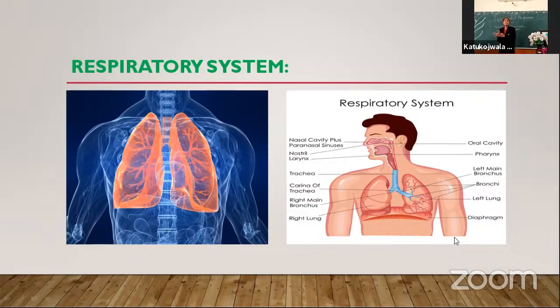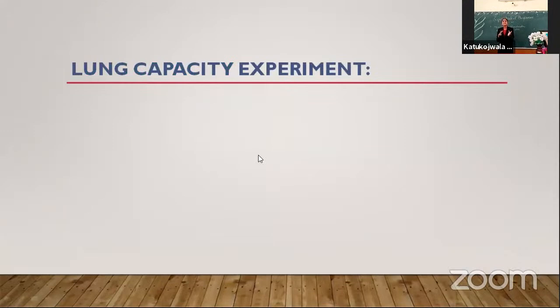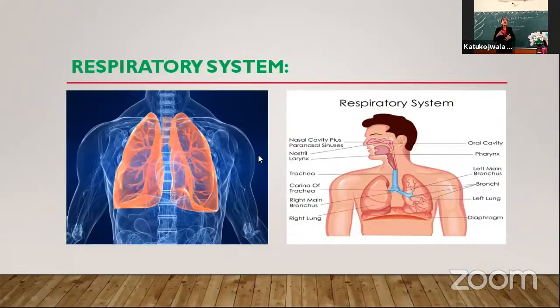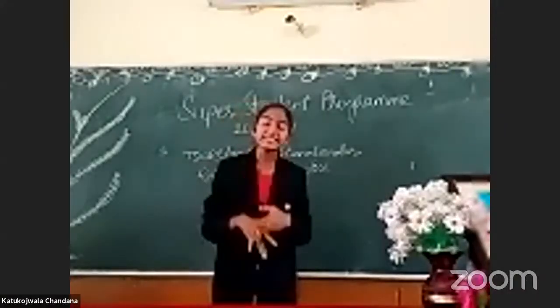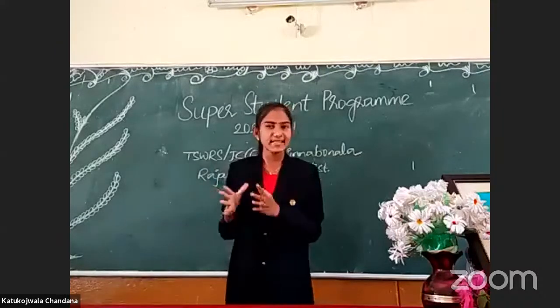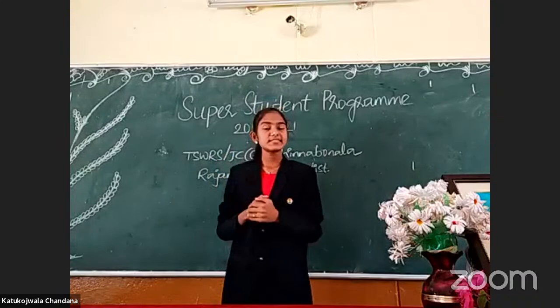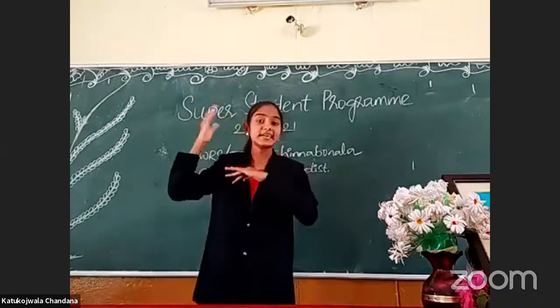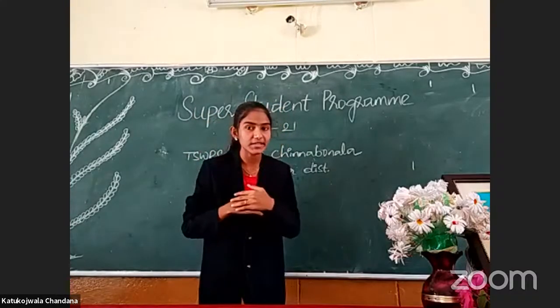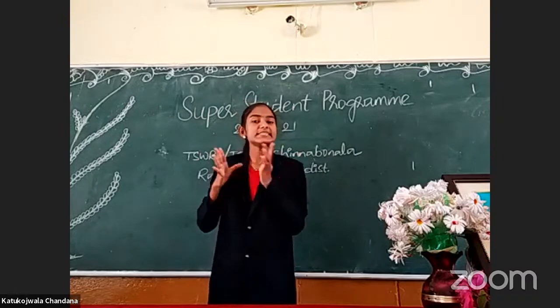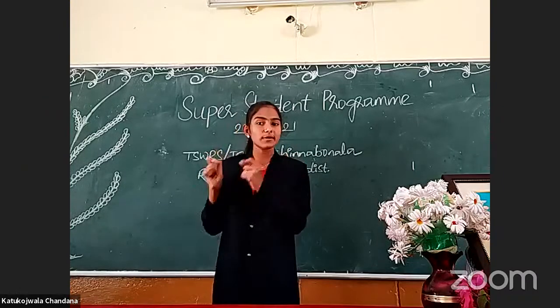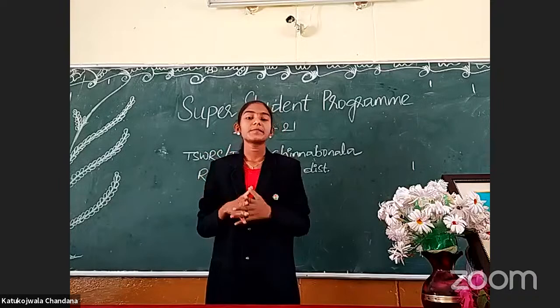Now, let us see how the respiratory system and lungs work. The cells in our body need oxygen to stay alive and do their jobs. The lungs and respiratory system allow oxygen in the air to be taken into our body, while also letting us get rid of carbon dioxide when it is breathed out.